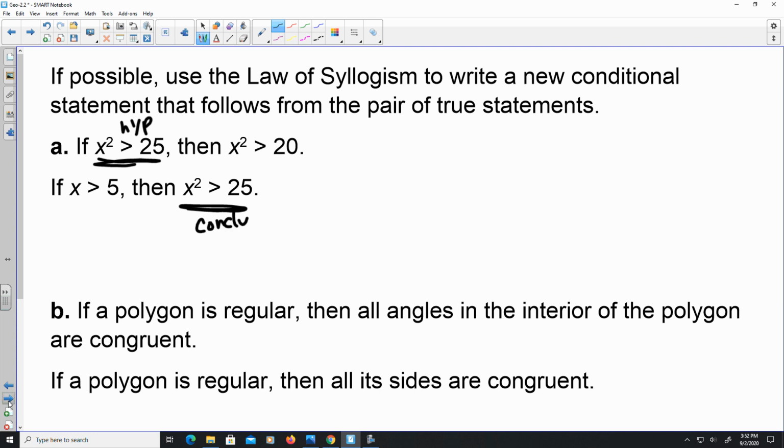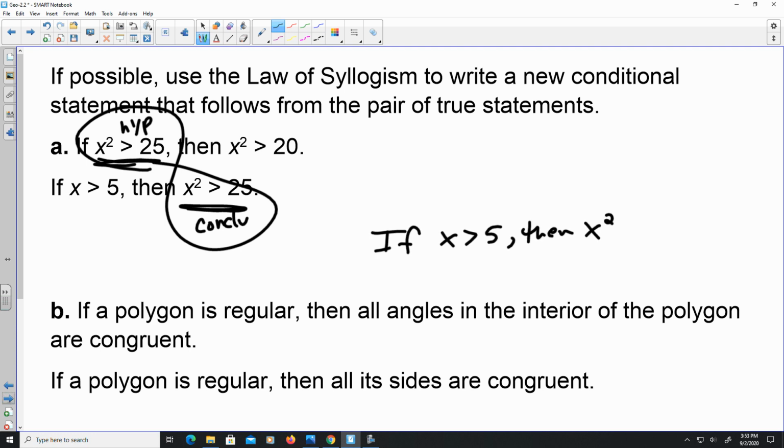All right. In the example, they had the conclusion of the first one as the hypothesis in the second one, but here the hypothesis in the first one is the conclusion in the second. So what we can now say for the third statement, because we have this correlation here of hypothesis and conclusion, is that if x is greater than 5, then x squared is greater than 20, because the law of syllogism allows us to make that conclusion.